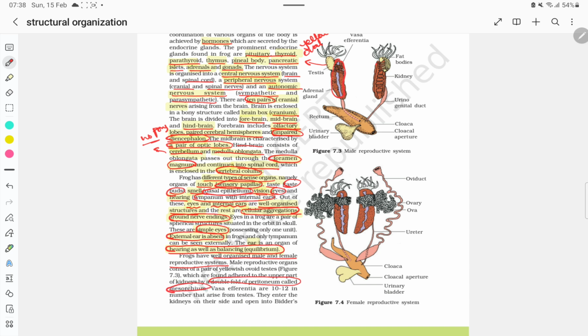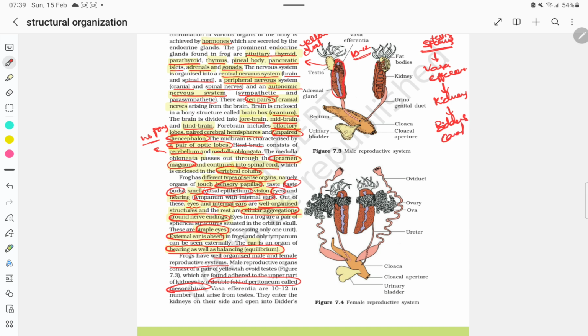From the testis, vasa efferentia arise. The number is very important: these vasa efferentia are 10 to 12 in number. They arise from the testis, enter into the kidney on their side and open into Bidder's canal. If sperm are formed in the testis, they enter the vasa efferentia, from the vasa efferentia they lead into the kidney, and in the kidney they open into Bidder's canal.